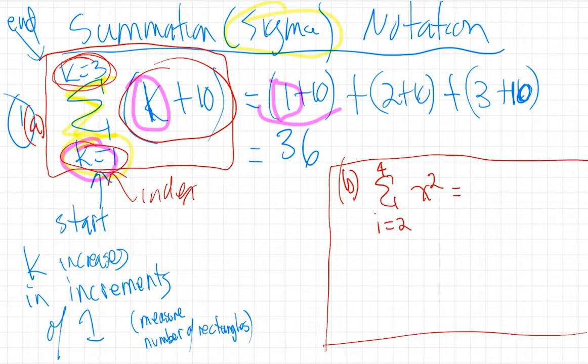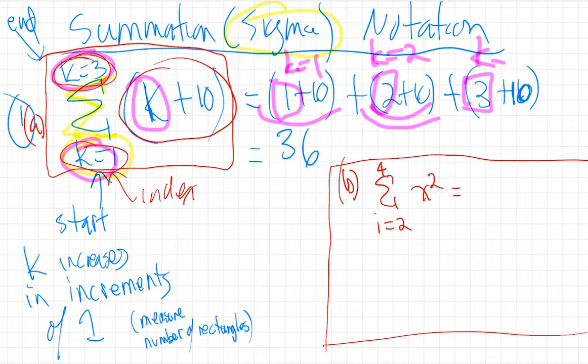Then I change it to k equals 2. Okay, the index becomes 2. And then it's 2 plus 10. Finally, the last k value I'm using is k equals 3. And that is 3 plus 10. Okay, so this is k equals 1, k equals 2, and k equals 3. And then if we total all that up, it works out to 36. So this series or summation notation results in an answer of 36.